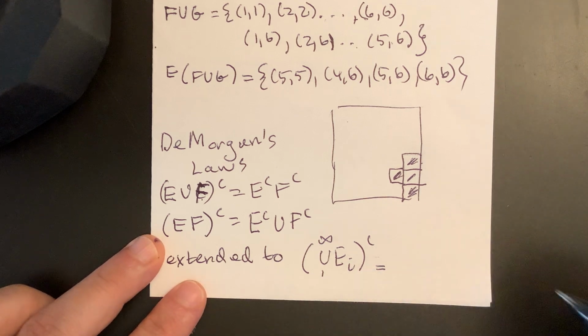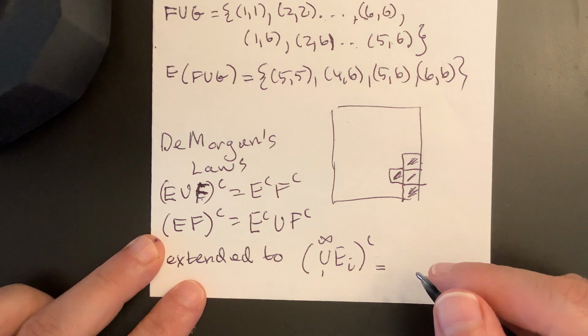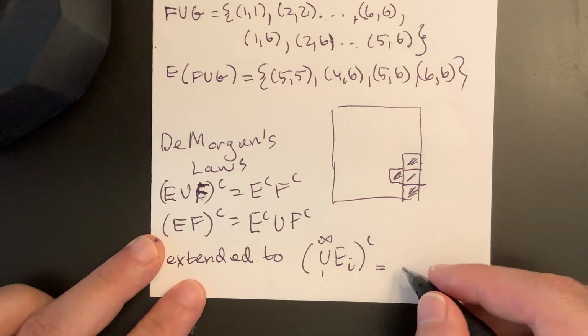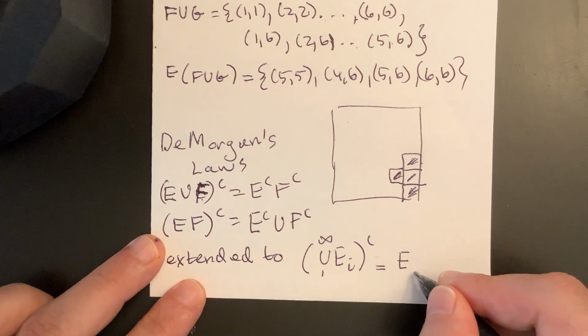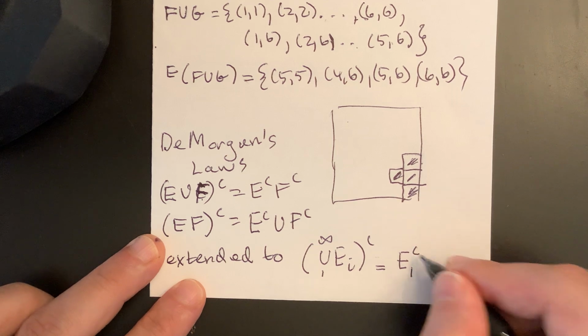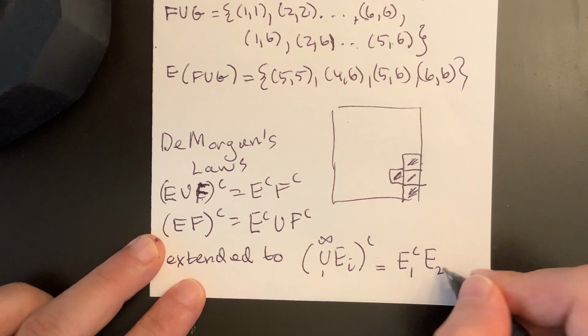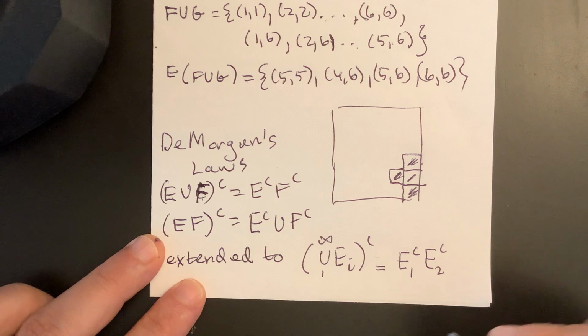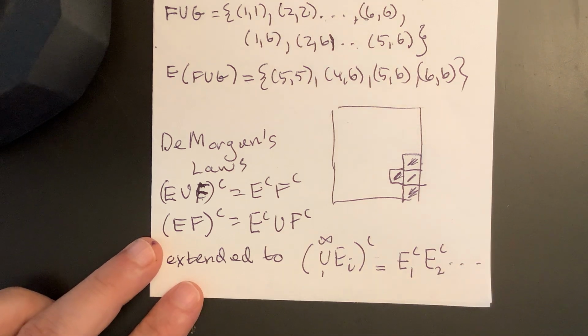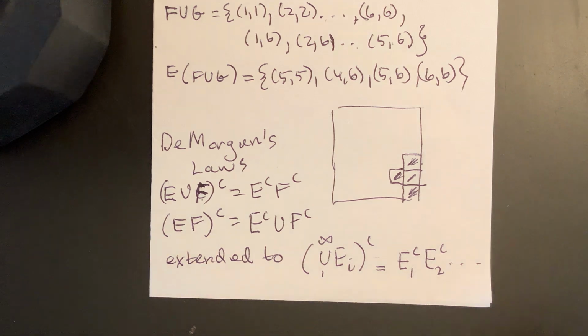Well, the intersection of all of them, right? So we usually just write, well, I guess I could just do it like this. E1 complement, E2 complement, right? It's the intersection of the complements, dot, dot, dot. So it extends to countable sets.